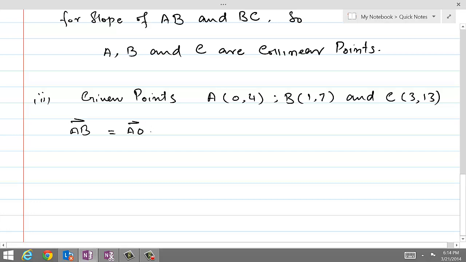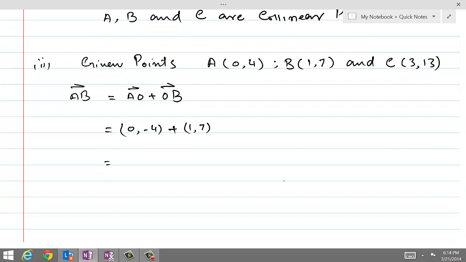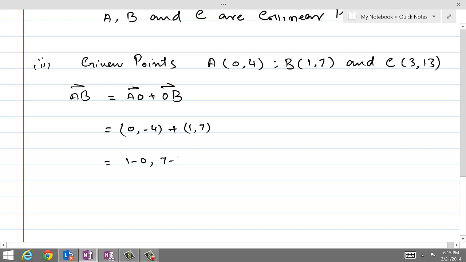AO plus OB is equal to, OA is equal to 0, 4, so AO will be 0 minus 4 plus OB will be 1, 7, and this is equal to 1 minus 0 and 7 minus 4.